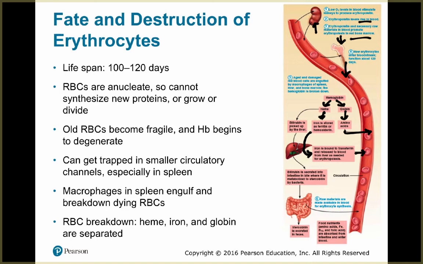Now, the heme itself, not the iron, is broken down. So it's taken up, and basically the heme is degraded to this yellow pigment called bilirubin. You can see that is. And the bilirubin gets picked up by the liver here.